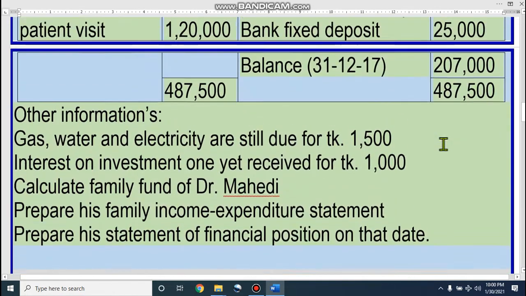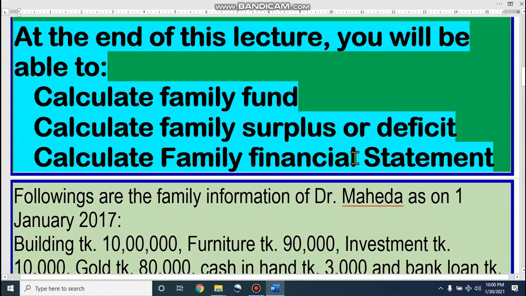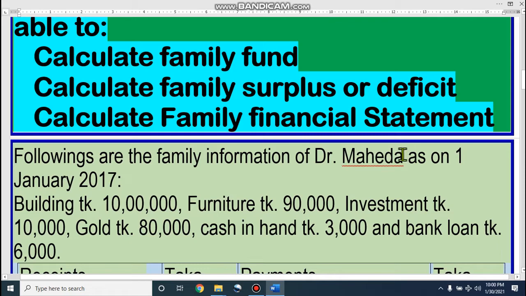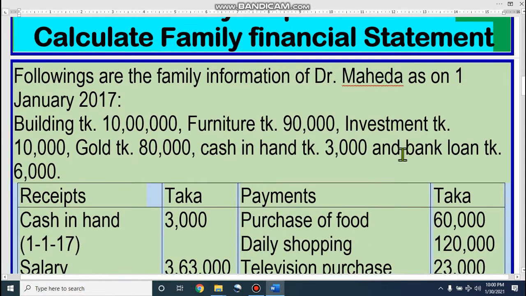Now dear student, our last requirement is to calculate the family financial statement. All of you know that a financial statement means a list of assets and liabilities. Let me see whatever assets and liabilities this doctor has. Building 10 lakh, furniture 90,000, investment 10,000, gold 80,000, cash in hand.